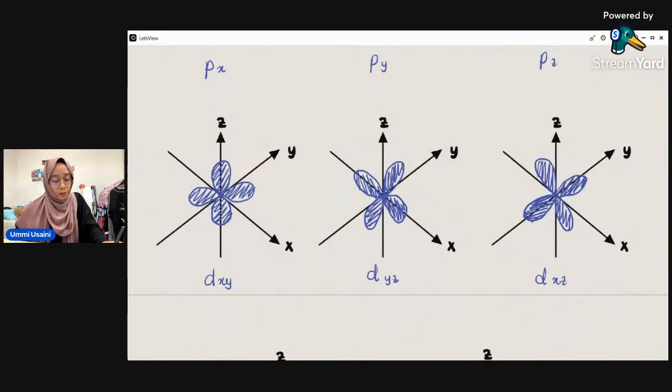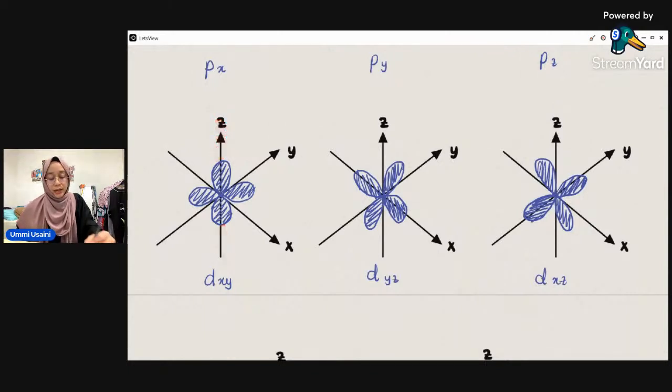Okay, so kalau kamu fokuskan betul-betul, okay, since this is XY kan, just focus on the X and Y axis. Okay, just focus on X and Y axis. So abaikan the Z dahulu. Okay, kalau kamu anggap Z tu tak ada, as you can see, kamu boleh nampak kan the orbitals, the petals, they are between the X and Y axis.